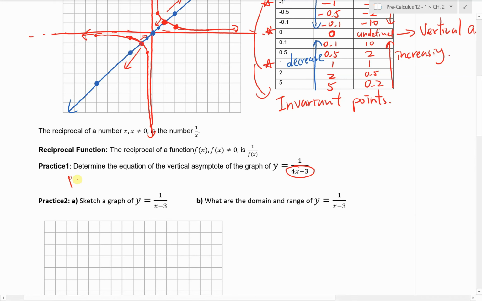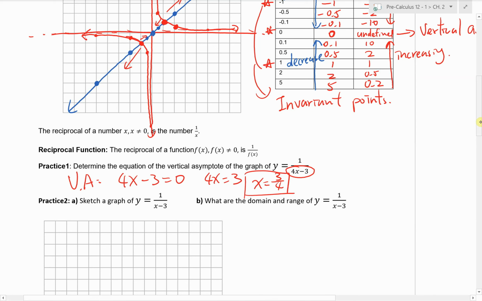So to find the vertical asymptote (VA), all you need to do is solve for this equation. Set 4x minus 3 equal to 0, because once it equals 0, you have 1 over 0, which you can't do. So now we can solve for x. Bring 3 over to the right, and then divide both sides by 4. You get x equal to 3 over 4, and this is your vertical asymptote. That's the equation of the vertical asymptote.